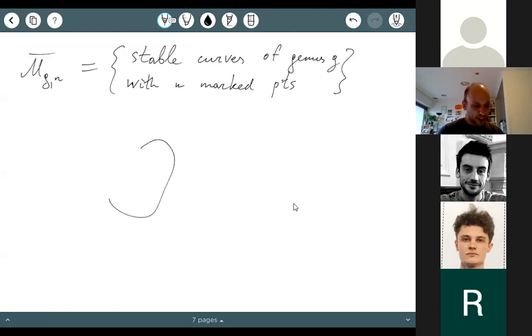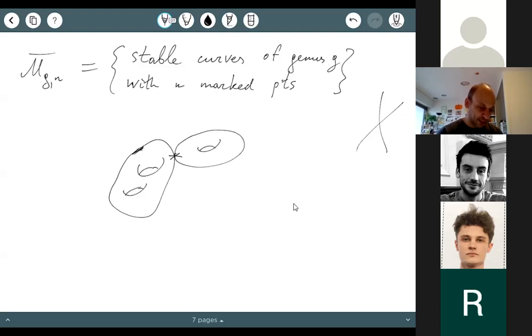So let me draw a stable curve. A stable curve has only one kind of singularities, which are simple self-intersections. Some people draw them like that, like in x times y equals zero, that's a simple self-intersection. But since they are complex curves and I like to draw them as surfaces, I draw them this way. So here they appear to be tangent, but this is an illusion, actually. It is a simple, transversal self-intersection. There is no tangency.